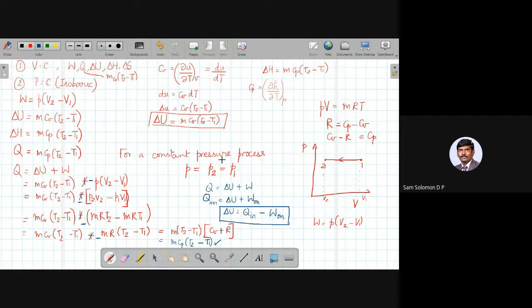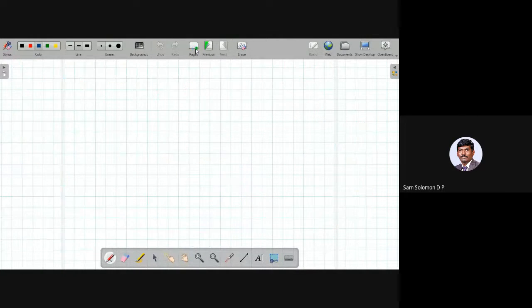One more quantity which is left out is delta S. So we have seen W, Q, delta U and delta H. The next one is delta S. I'll go to the next page and then I'll come back, so that if you need time to copy, you can copy.